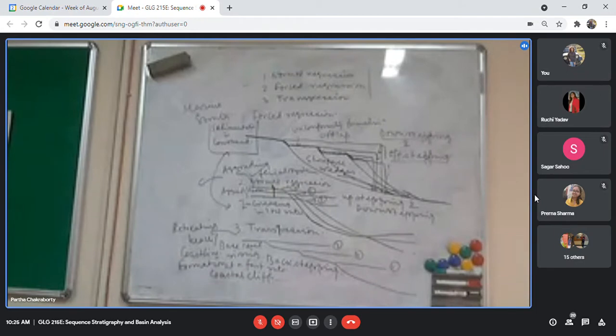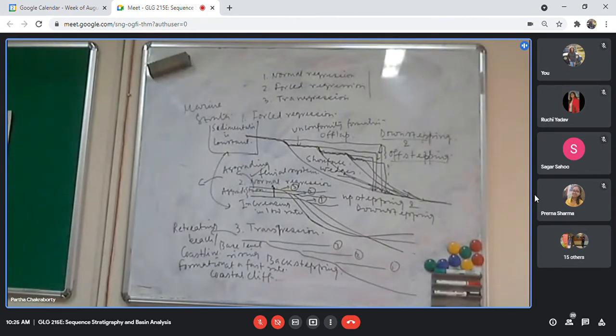So you are understanding what the fundamental difference is between forced regression, normal regression, and transgression. In forced regression, the accommodation is decreasing, and the strata will be leaving the earlier strata exposed, and the unconformity that forms is a type 1 unconformity. There will be the upstep and the downstep.